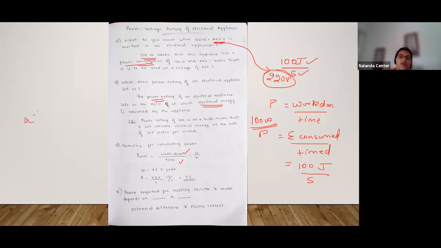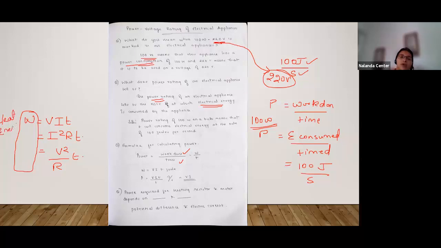Now, what is the formula for work? The formula for work is VIT, I square RT or V square by RT. The same can be applied for energy, like heat energy. Heat energy produced by current can be derived using the same three formulas. It can be VIT, it can be I square RT, or it can be V square by R into T. So this is work.